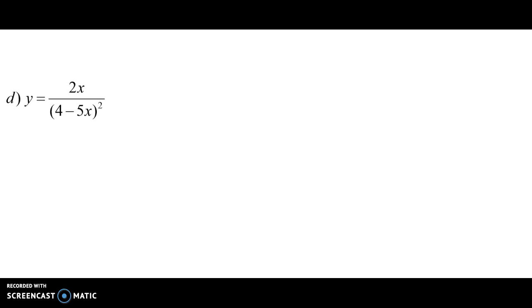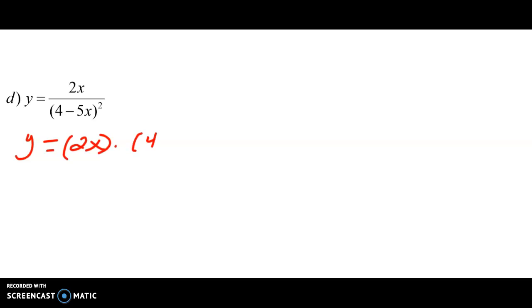This is example 3D in section 4.7. So in this rational equation, we want to find the derivative. One of the suggestions could be that you could use the quotient rule because we have a numerator and a denominator. However, I'm going to turn this into a product instead.